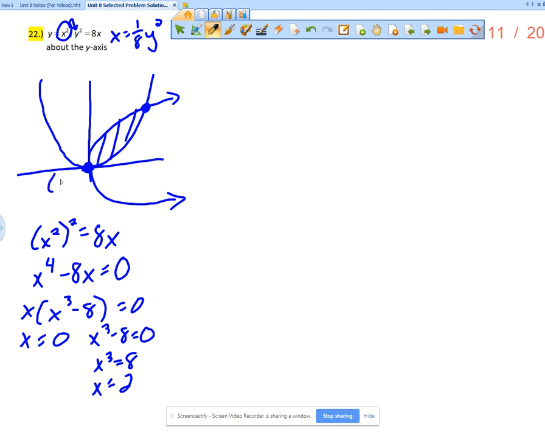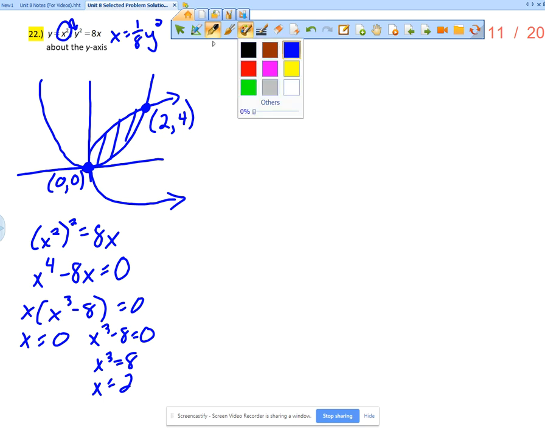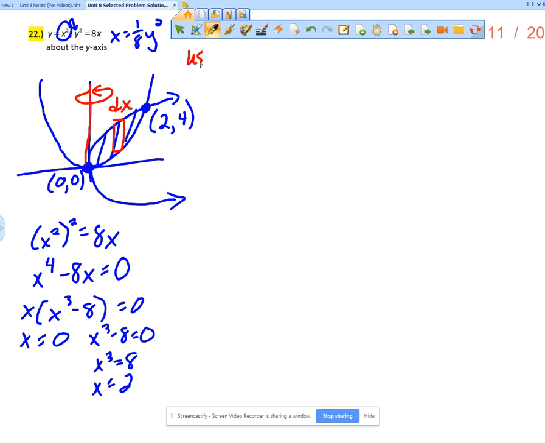So this point intersects at 0, 0, because y is x squared. And here x is 2, so y is x squared, so y is 4. So 2, comma 4. Now it told me to use the shell method, and we're going to revolve about the y-axis. The y-axis is a vertical line, so we're going to use a dx because that is parallel to the y-axis. So we're going to use dx.